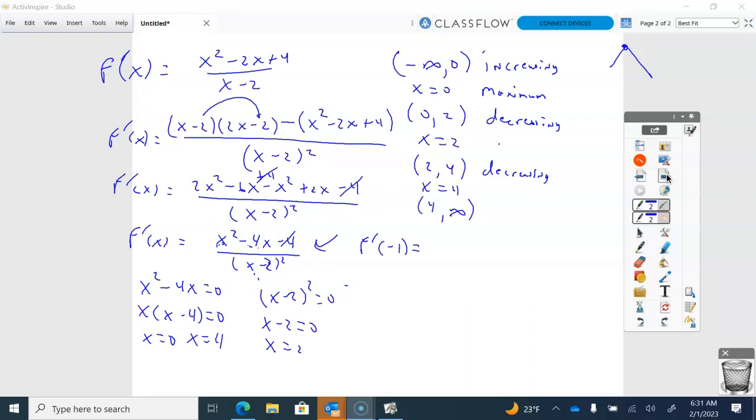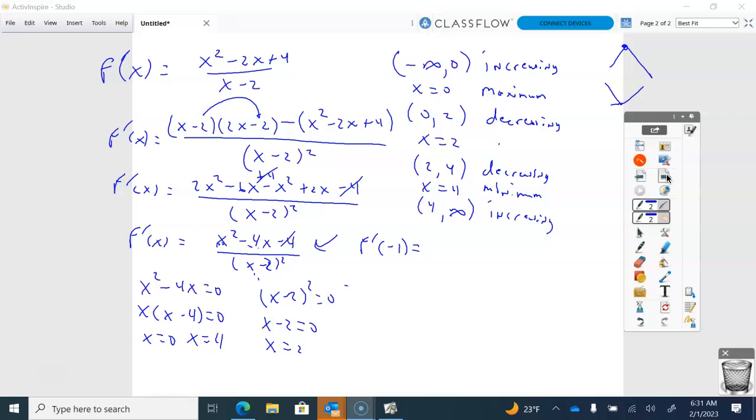All right, moving forward, from 4 to infinity, I pick a number like 5. That gives me 25 minus 20. That's 5 on top. That means positive, so it's increasing. Since I'm going from decreasing to increasing, that would be a minimum. With all that in mind, I now have some information in the first derivative. Okay? Well, that's nice.